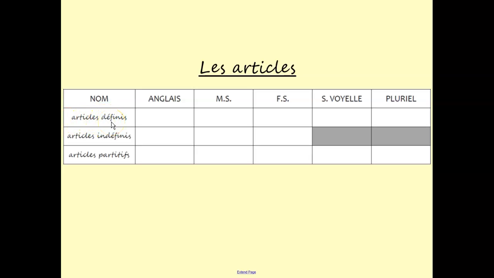Articles définis are known as definite articles, and those are the ones that mean the in English. We have four different versions: le, la, l', and les. Then we have indefinite articles. Indefinite articles are the equivalent of a or an, and those are un and une. There is no different version in front of a vowel. There is no plural of a or an because that is by definition singular.